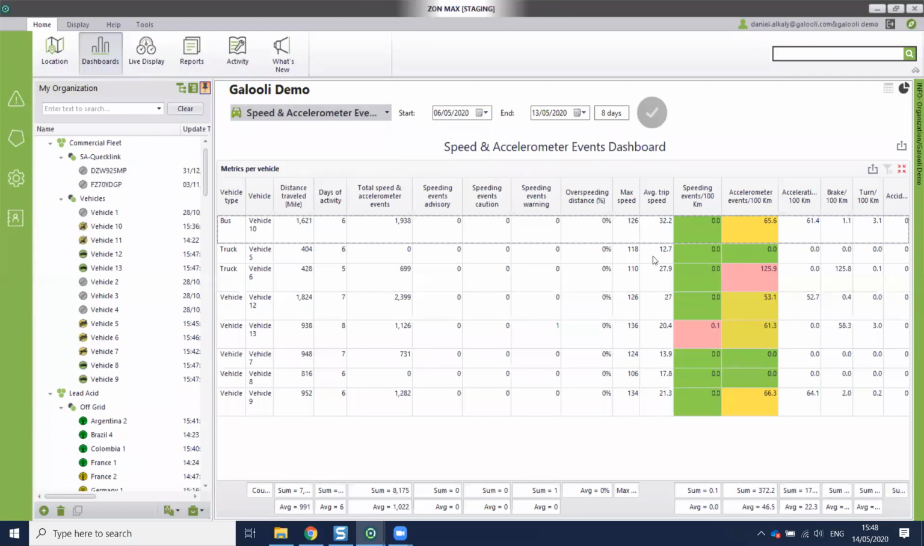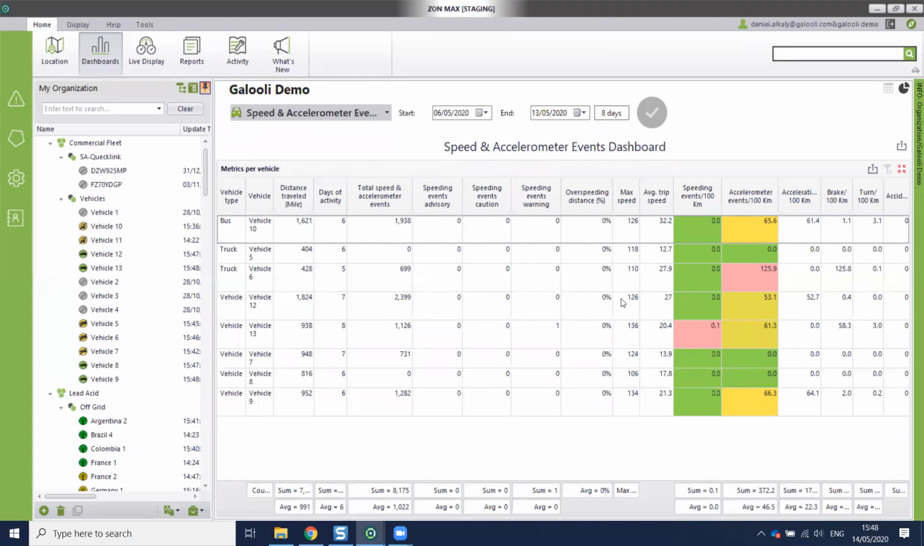Now we can see the speed of the average trip. Okay, again, these aren't really vehicles with a lot of speeding. But again, I think, especially with regard to speeding, given the overspeeding distance and the maximum speed and the average trip speed, you can have a very good indication of what really was the behavior of the driver in terms of their speeding.